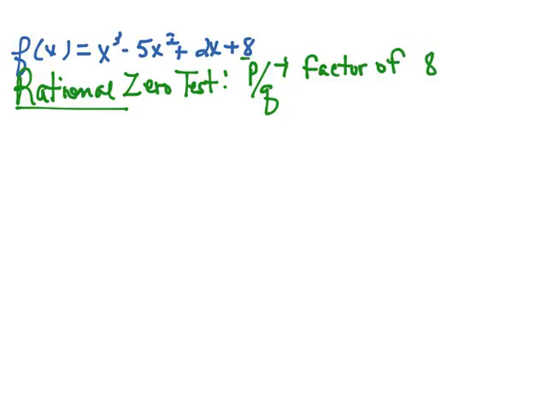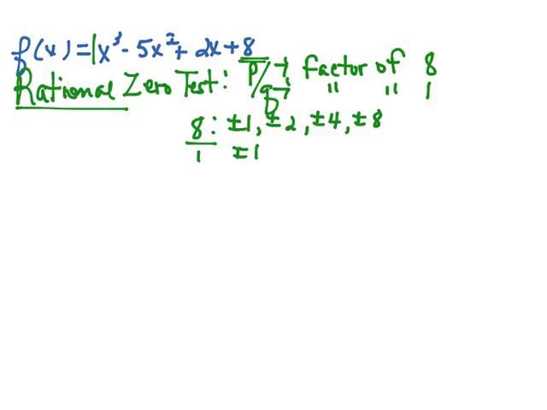So that means that p would be a factor of 8, and q will be a factor of our leading coefficient, which is 1. So the factors of 8 are plus or minus 1, plus or minus 2, plus or minus 4, and the factors of 1 are just plus or minus 1. So anything divided by 1 is itself. So if this polynomial has any rational zeros, the possible rational zeros are plus or minus 1, 2, 4, or 8.